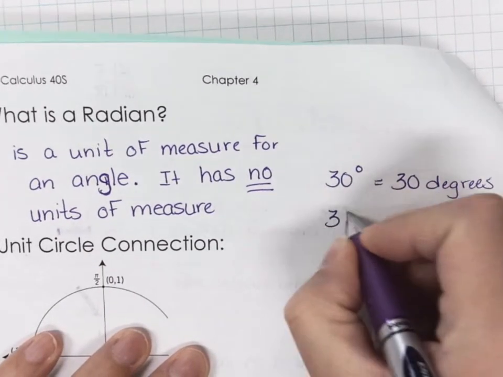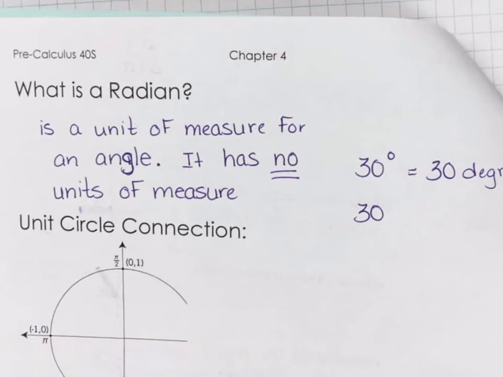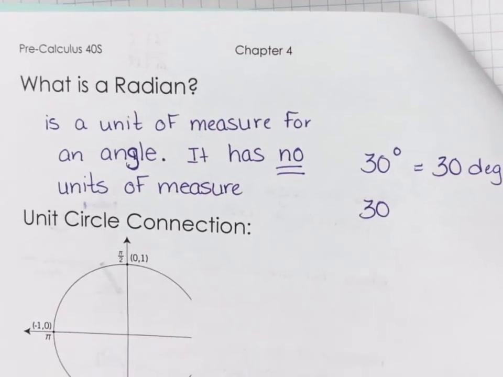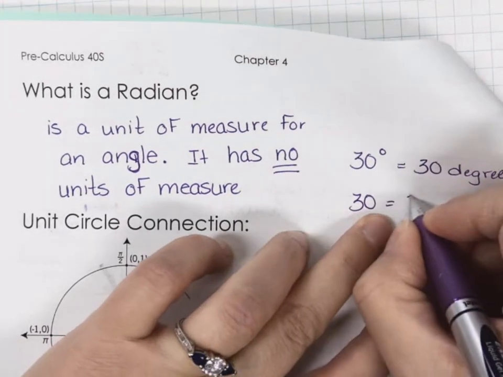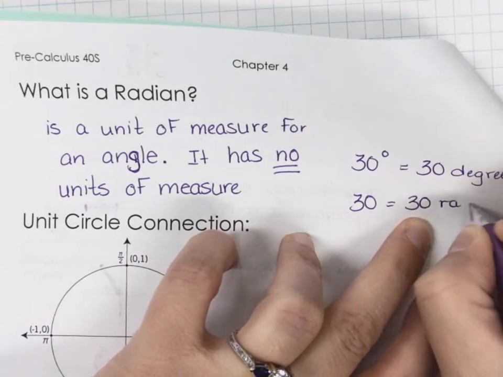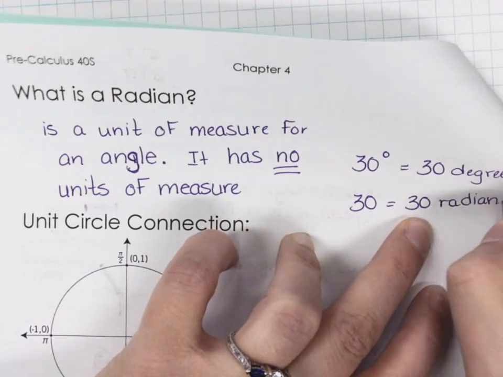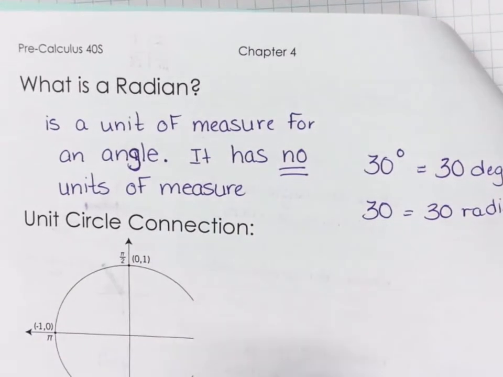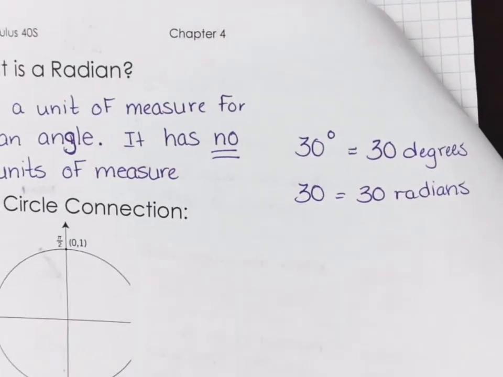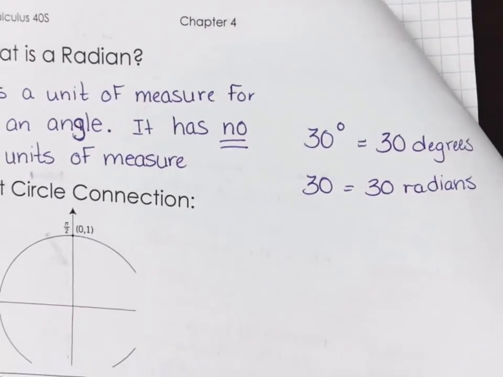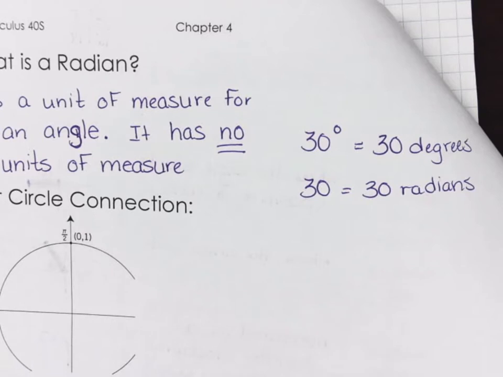If I say just 30 and there's no unit on it, guess what that means? 30 radians. Okay, so if you do not put a unit of measure, like if you don't put degrees, I'm going to assume you're talking in radians.